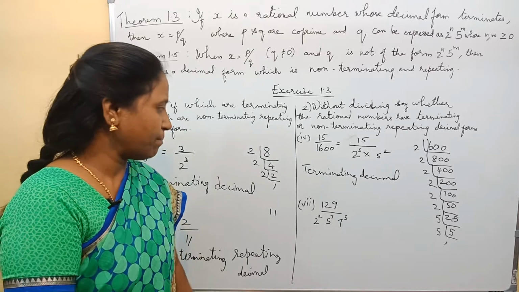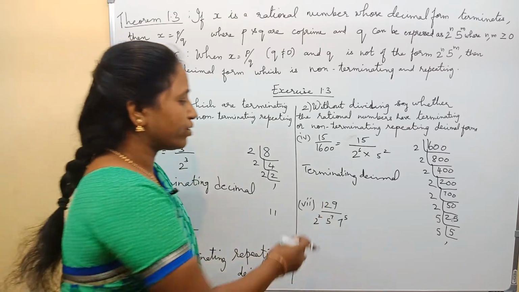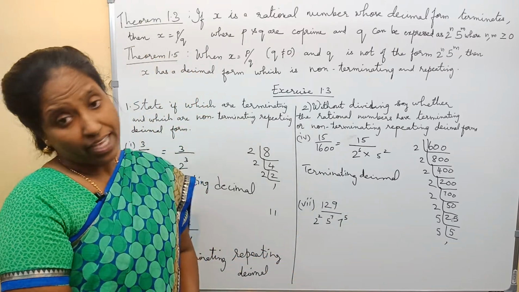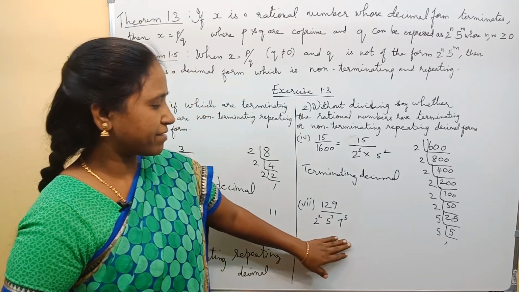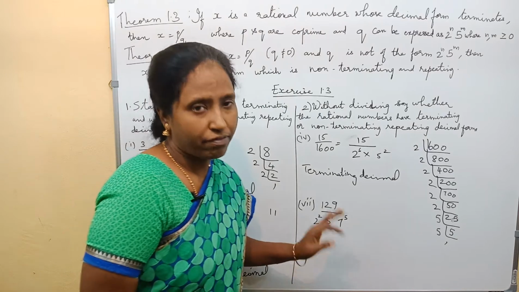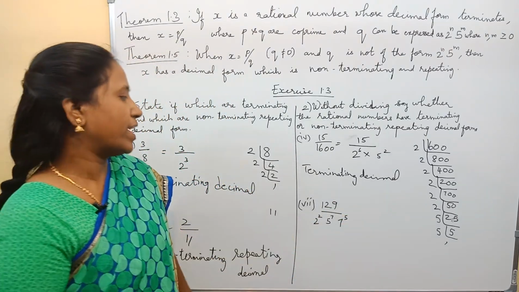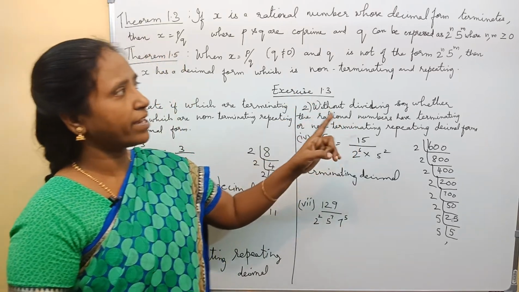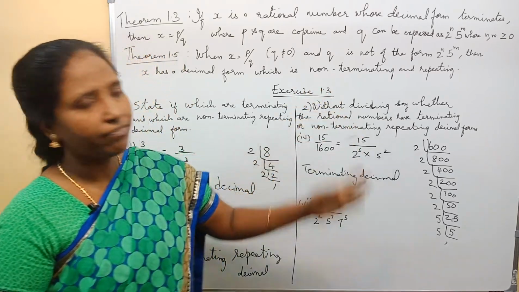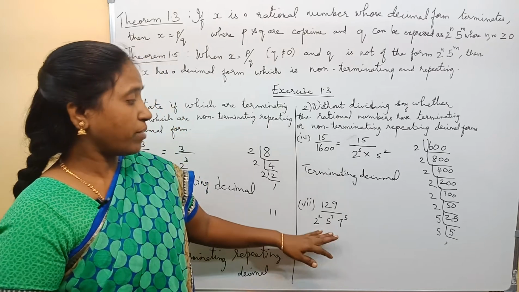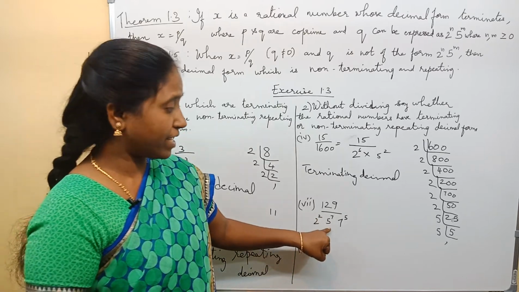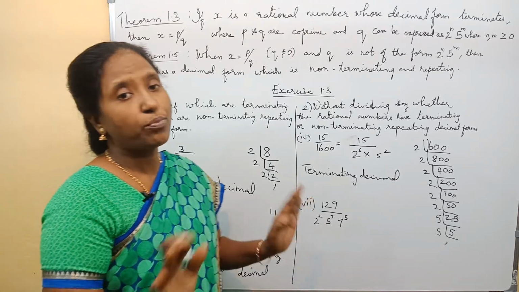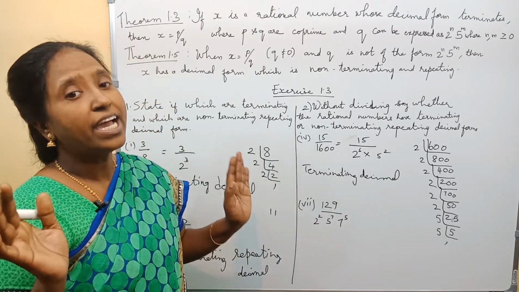On to the next sum, that is 129 by 2 square, 5 power 7, 7 power 5. Here they have already factorized and put it in the form of powers. So now we need to analyze. What should the denominator be? It should be either 2 power n or 5 power m or 2 power n 5 power m. Here 2 power n is there, 5 power m is there, along with that another number is there. So it is not possible to have a terminating decimal.